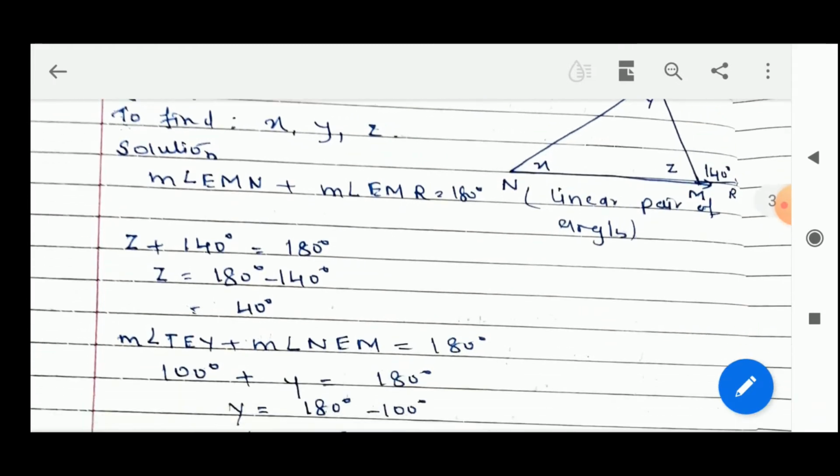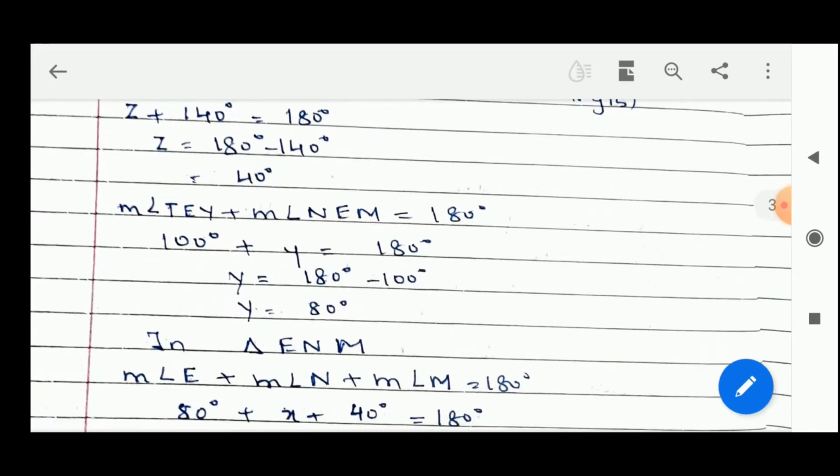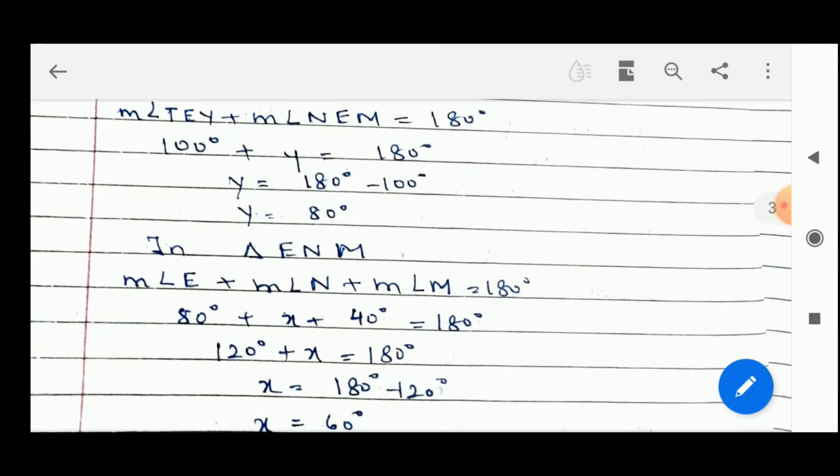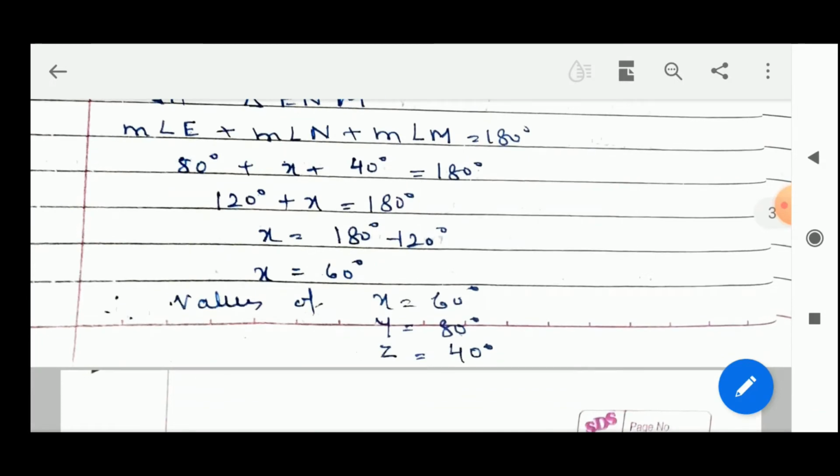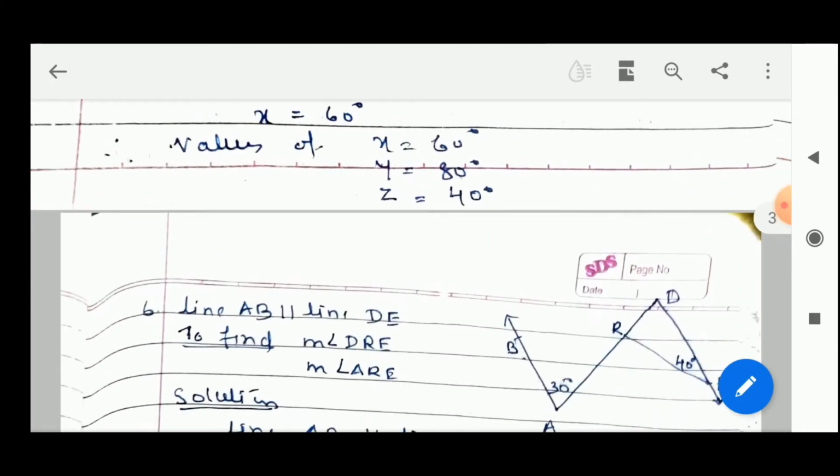So 100 plus y is equal to 180 degree, y is equal to 180 minus 100, that is 80 degree. Now in triangle ENM, measure of angle E plus measure of angle N plus measure of angle M is equal to 180 degree. So 80 plus x minus x plus 40 is equal to 180. So 120 plus x is equal to 180. So x is equal to 180 minus 120, that is 60 degree. So values of x, y and z is 60, 80 and 40.